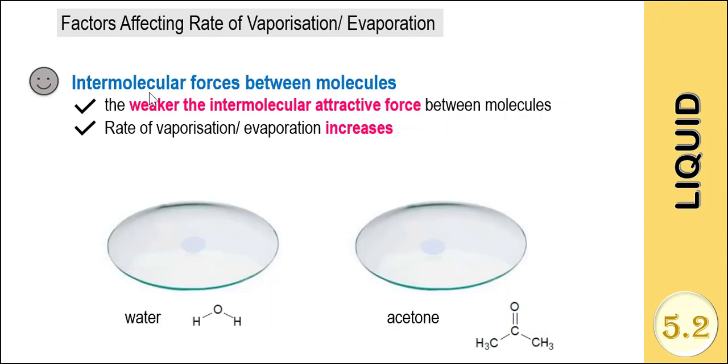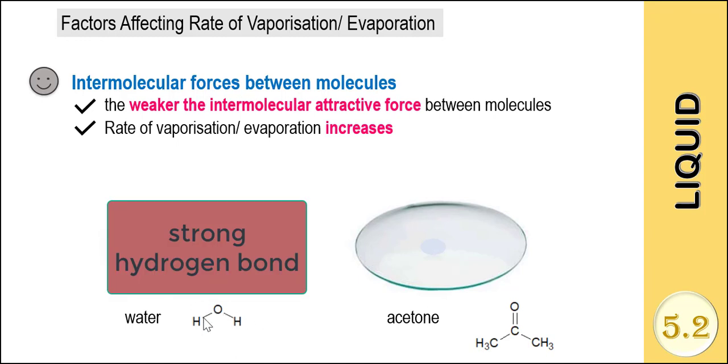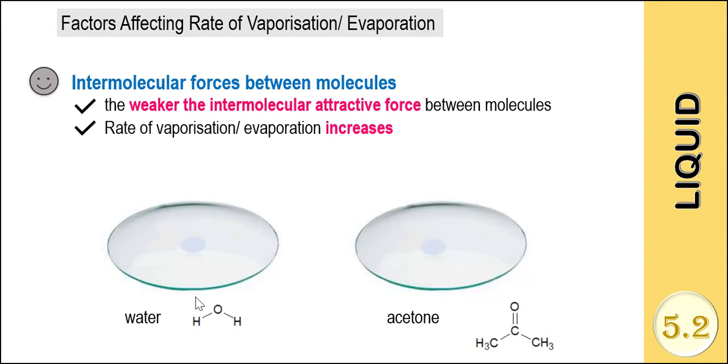The second factor is the intermolecular forces between the molecules. The weaker the intermolecular forces between the molecules, the higher the rate of vaporization or evaporation. If we put a drop of water and a drop of acetone on different watch glasses, we can see that acetone will vaporize faster than water. This is because water has hydrogen bonds between its molecules while acetone only has dipole-dipole forces. Hydrogen bonds are stronger than dipole-dipole forces. That's why the molecules in water are bound together strongly compared to molecules in acetone.